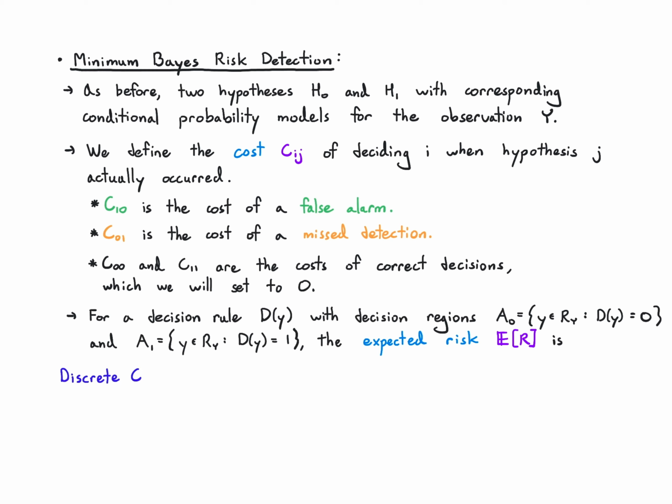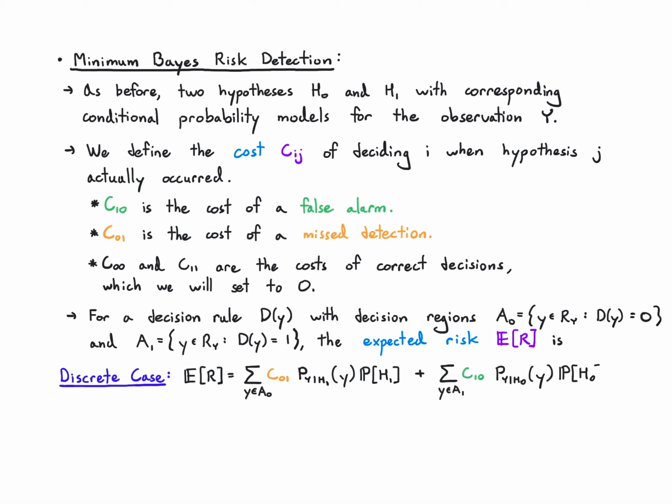So here, the discrete case is going to be that the expected risk is the sum of this cost, C01, times the probability of y given H1 times the probability of H1, plus the sum over A1 of cost C10, probability of y given H0, times probability of H0. So let's just unpack that. Basically, in the decision region for A0, the costs I'm worrying about are misdetection, because I'm deciding 0 when 1 occurred. And in the decision region A1, I'm worried about false alarm because I'm deciding 1 when 0 occurred. So I'm worried about the cost C10.